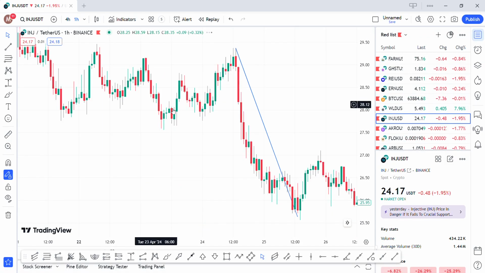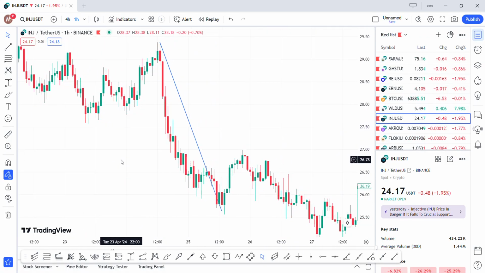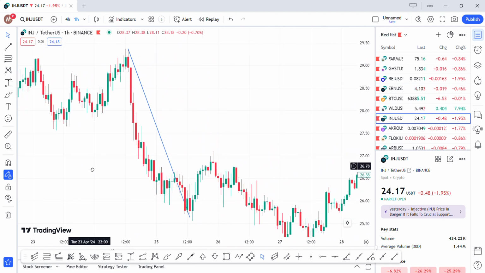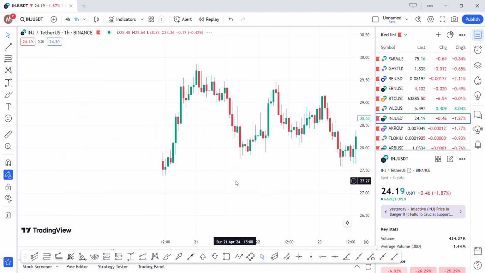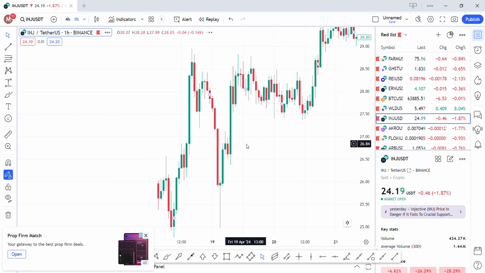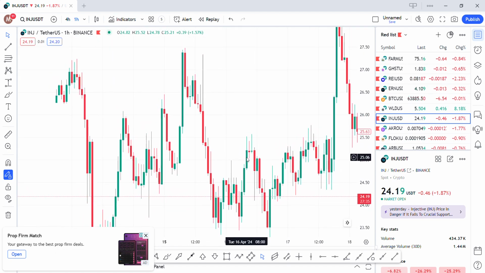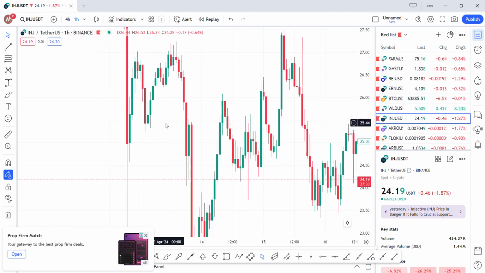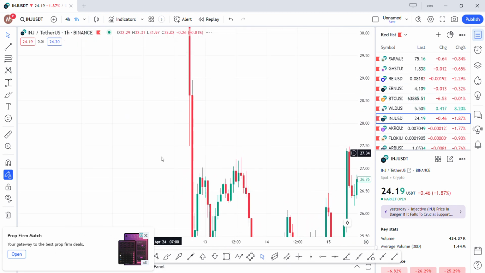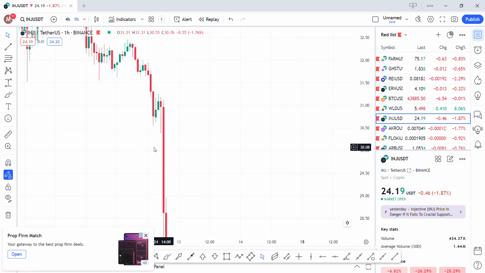Injective Protocol. Now you can see this. I've really worked on this particular asset before. So this is also a downward trend. You understand? It's very important. Anytime you see this candle, expect a downward trend. You can go to the previous trend, and you will see that anytime that particular candle forms, expect a downward trend.